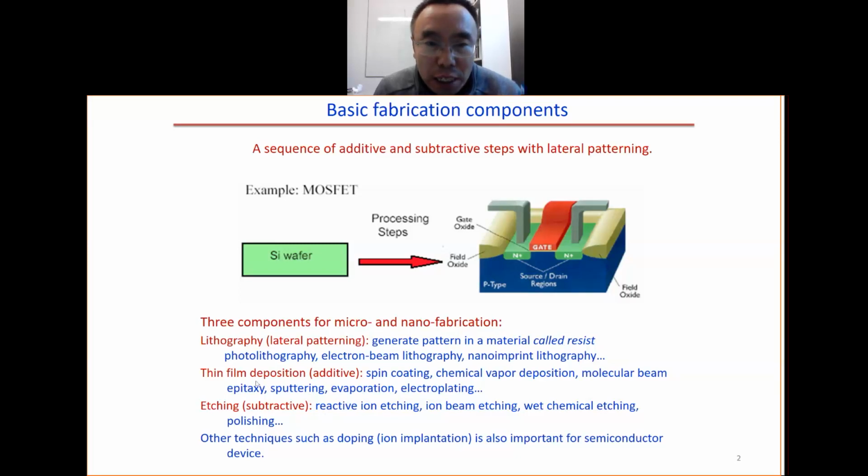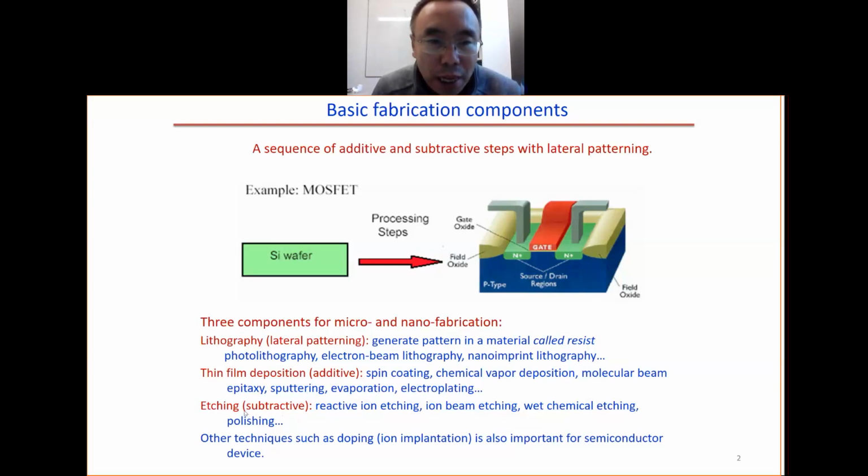The next component is thin film deposition. This is an additive process because you add material to the substrate. For instance, look at the gate material. For the MOSFET, maybe 10 years ago, the gate material was polysilicon, polycrystalline silicon. This polysilicon is coated by the thin film deposition process. This includes chemical vapor deposition and physical vapor deposition, which includes sputtering and evaporation, and there is also electroplating, molecular beam epitaxy, and other deposition processes.